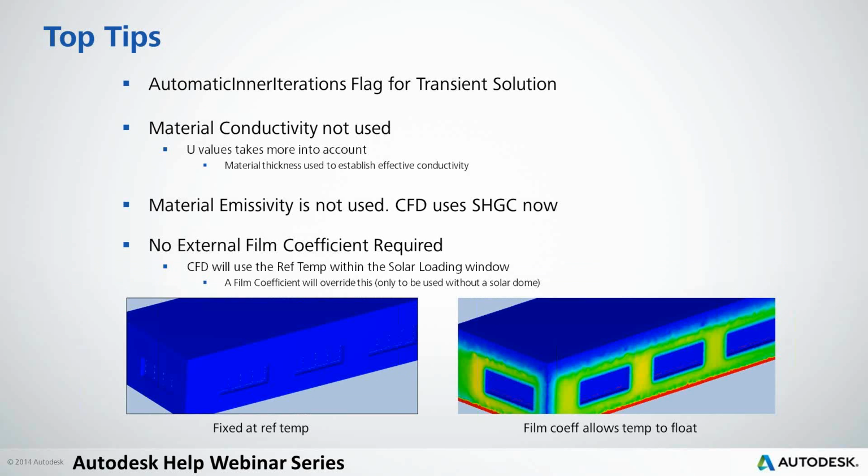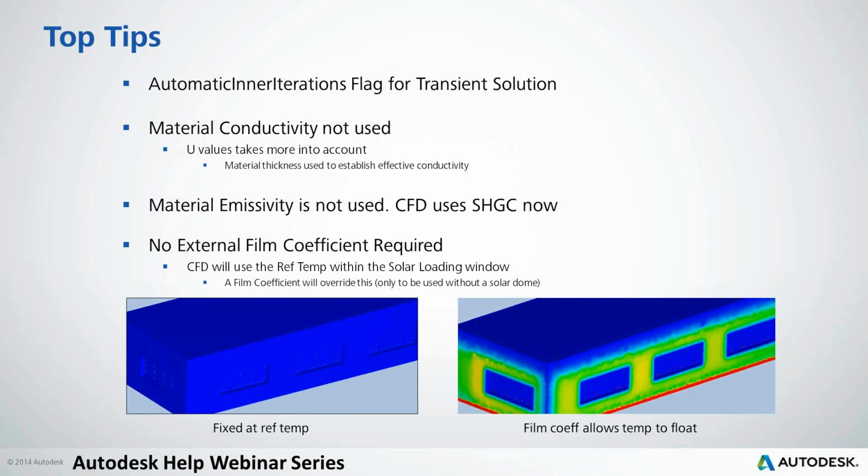I said before, but I think it's worth repeating, that we don't use the material conductivity now. So if you're running these analyses and you're starting to tweak the material conductivity to affect the results, nothing is going to change. Only the U value and the thickness of the material will change the effective conductivity of each part.